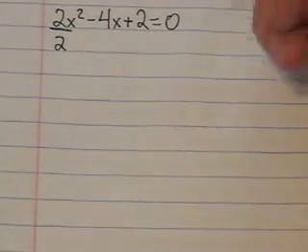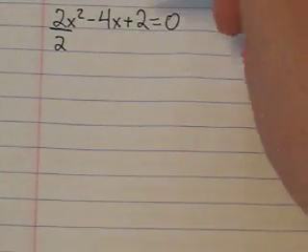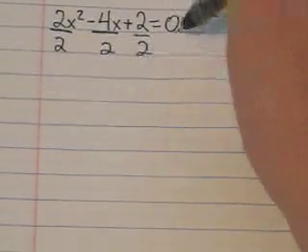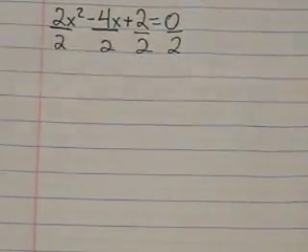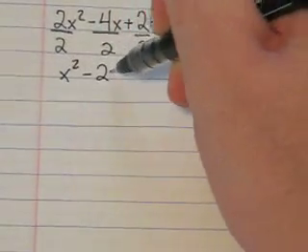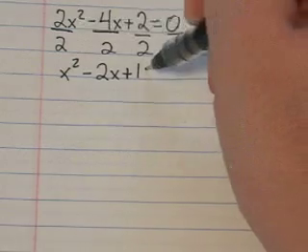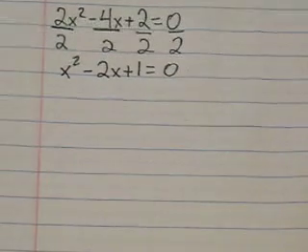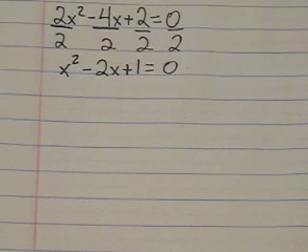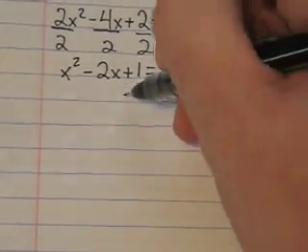And remember, whatever you do to one term in an equation, you have to do to all of them. So we're going to divide everything else by 2 as well. When we do that, it gives us x squared minus 2x plus 1 is equal to 0. Now what we'll want to do is take our c value and take it to the other side of the equation.